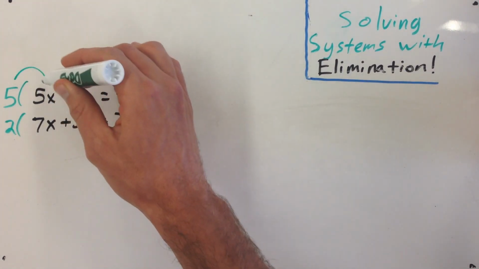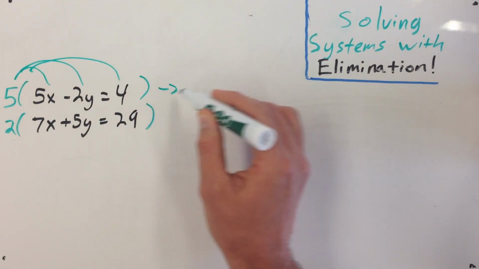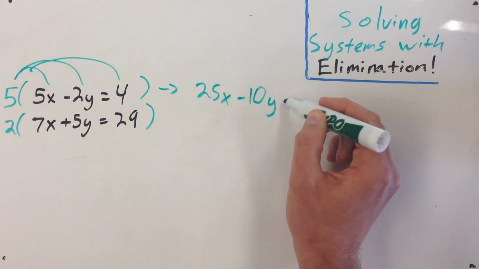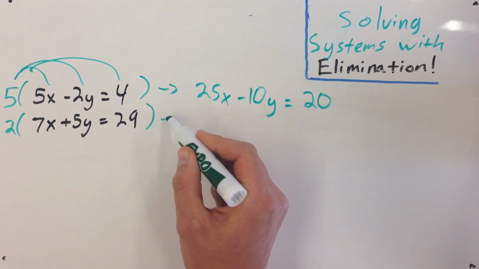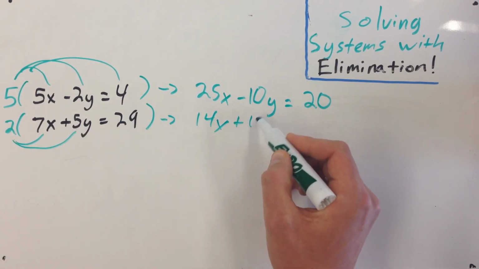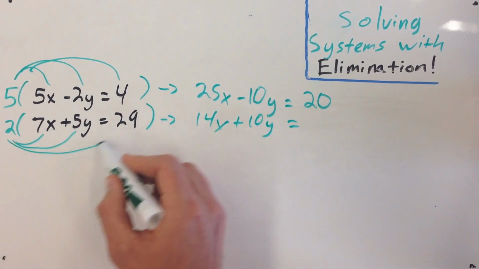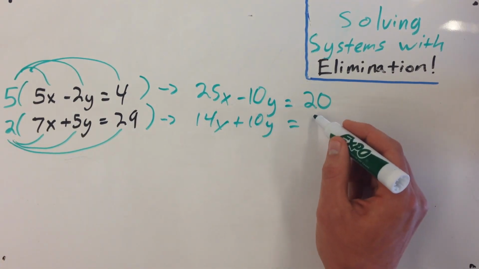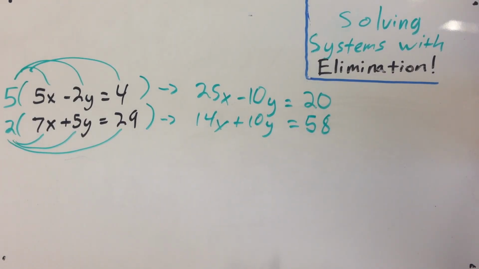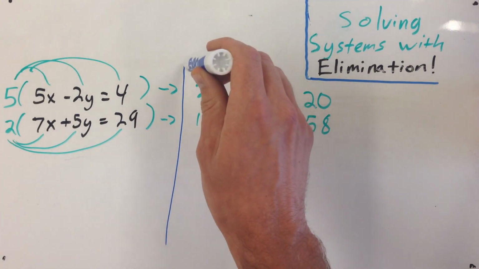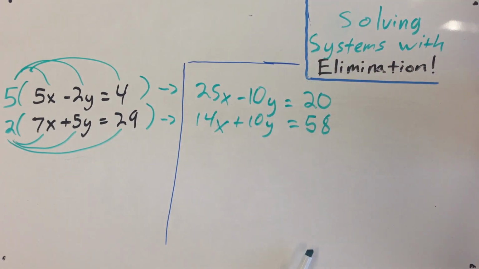And watch what happens when I do that multiplication. It's going to give me this new equation: 25x minus 10y equals 20. My bottom equation: 14x plus 10y equals... 2 times 30 is 60, but that's 2 too much, so that's 58. So I have these two new equations, and this becomes my new problem, right? That becomes my new problem.